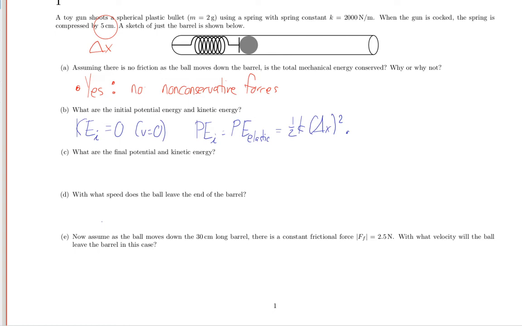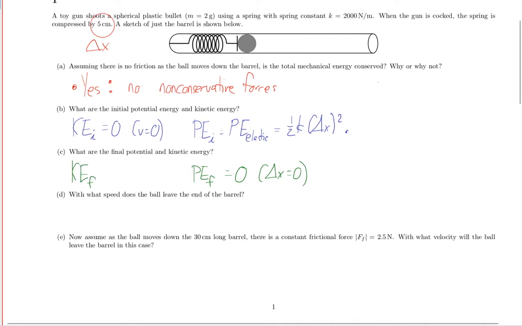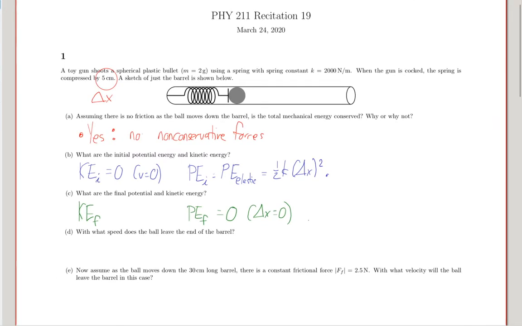What are the final potential and kinetic energy? Well, at the end, the spring has released. So in the end, the final potential energy is 0 since the spring is no longer compressed. And the final kinetic energy is going to be 1/2 m v final squared. We don't know how much that is, but that's fine. With what speed does the ball leave the end of the barrel?